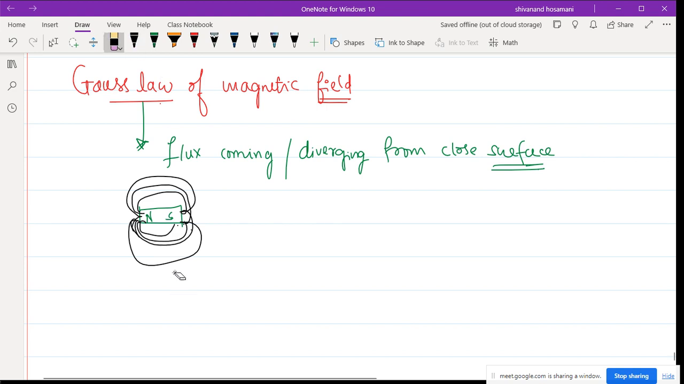But see, generally, if you consider a Gaussian surface around this bar magnet, what is the magnetic flux which is coming out of this?